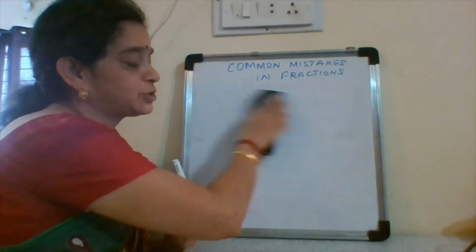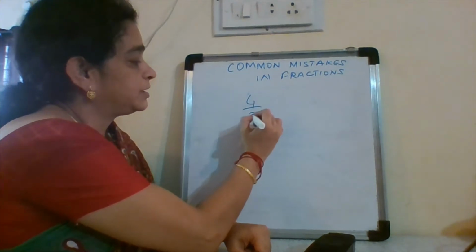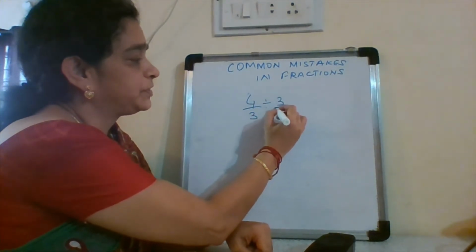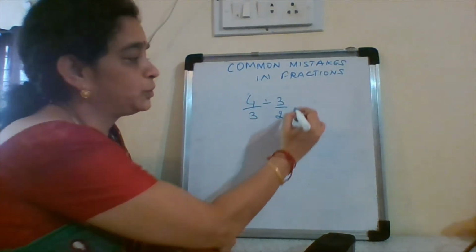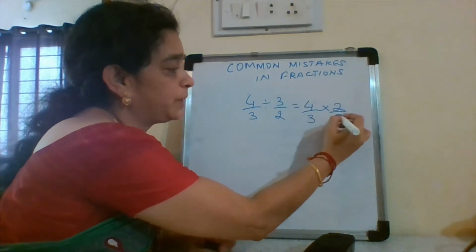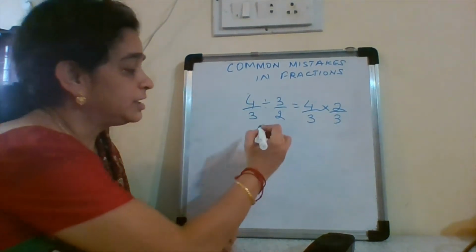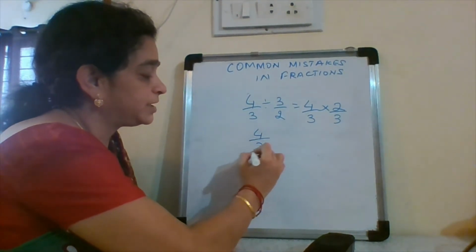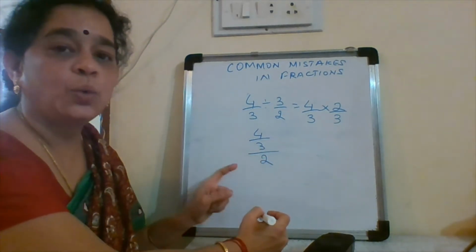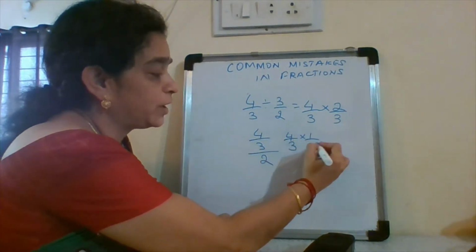Next, when it comes to division, suppose I have 4 by 3 divided by 3 by 2. In school you would have learned that it is into 2 by 3. You reverse it and put the multiplication sign. Sometimes you write 4 by 3 by 2. What this means is 4 by 3 into 1 by 2.